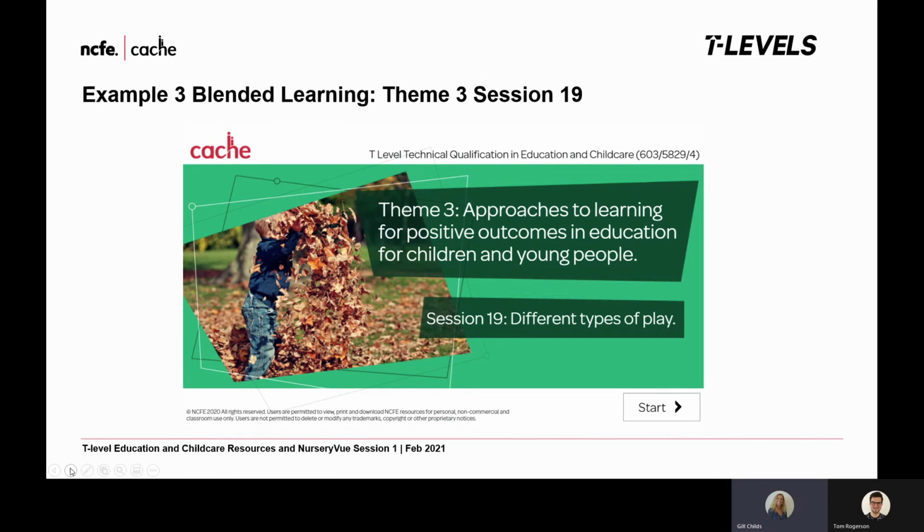For our next example, we'll be looking at Theme 3, Session 19, different types of play. Remember, as mentioned previously, every blended learning session comes with a comprehensive and detailed session plan that can be amended and adapted to suit your delivery. We will look at how NurseryVue can be used as either a recap or introduction to this session, and how this will fit into the activities within this session.